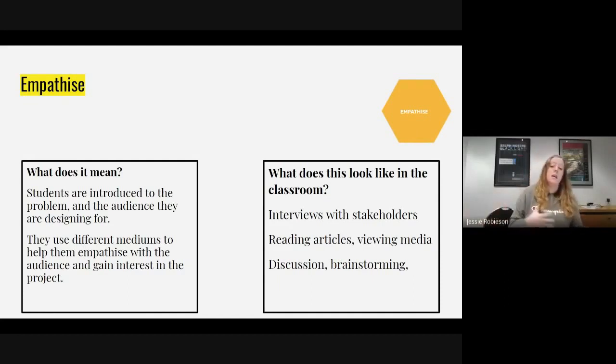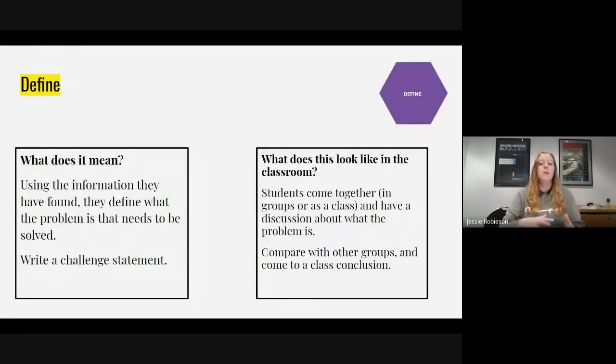It might look like interviews with stakeholders, reading articles, viewing media, a lot of discussion, a lot of brainstorming, a lot of notes, ideas, posters, anything like that. As much as we can give them in the time that we have to empathize with this problem and with this idea. From there, we're going to define exactly what it is that we're solving.